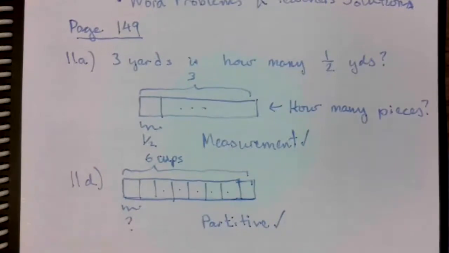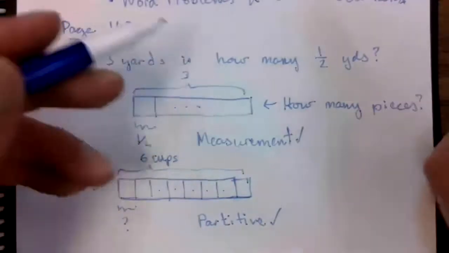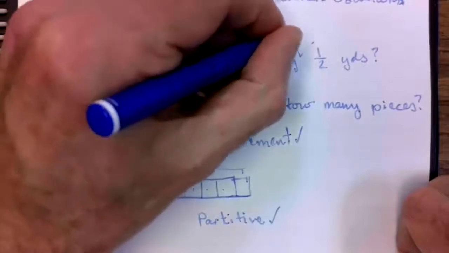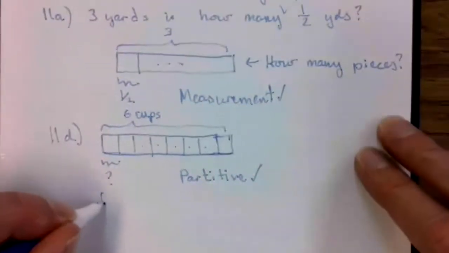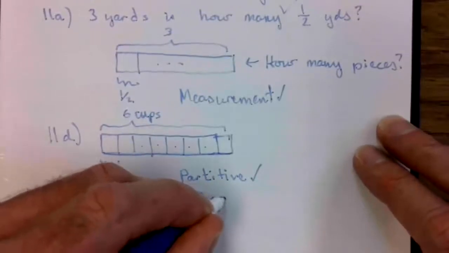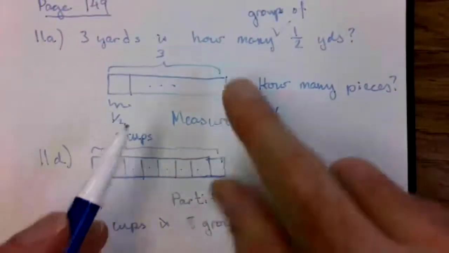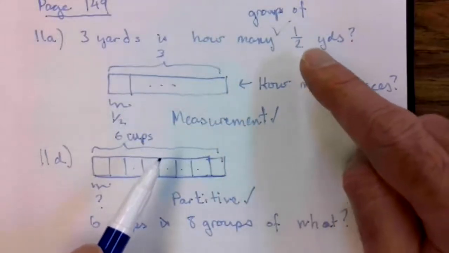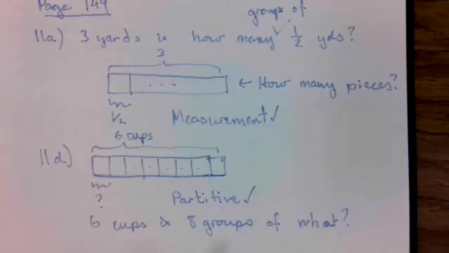Okay, so sometimes I find it helpful to rephrase in a question like this. 3 yards is how many, and you might say how many groups of 1/2. For this one, we might say something like 6 cups is 8 groups of what? Okay, so notice the difference. Here we knew the size of the pieces, and we're asking how many pieces are there. Here we know how many pieces there are, we're asking how big they are. Okay, so that is the difference between measurement and partitive division. So I'll leave the rest for you to work out there.